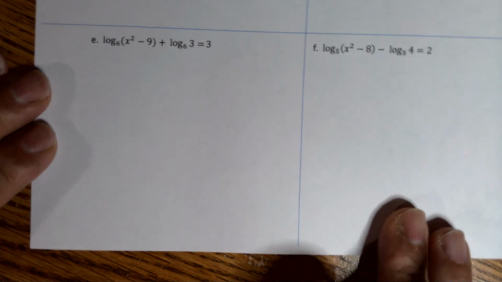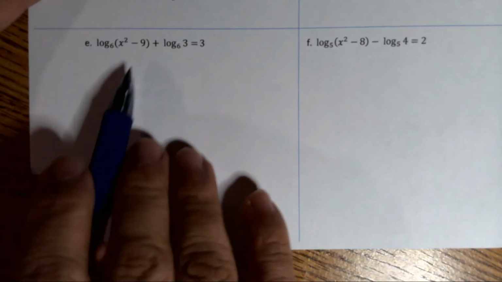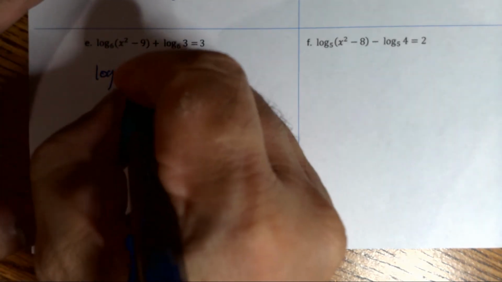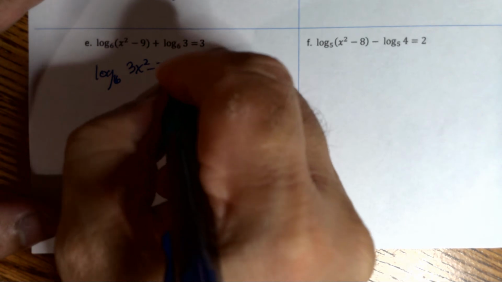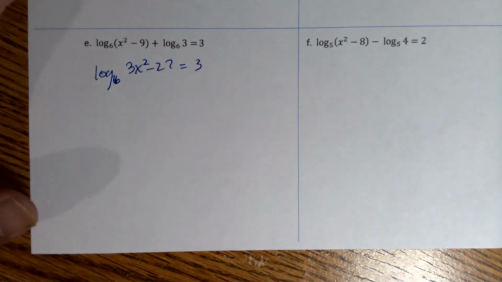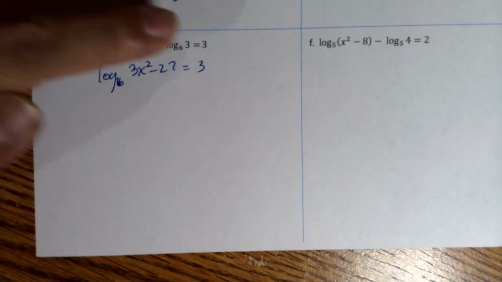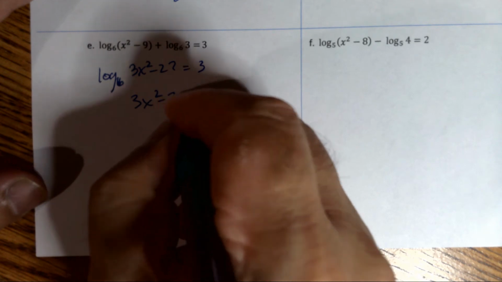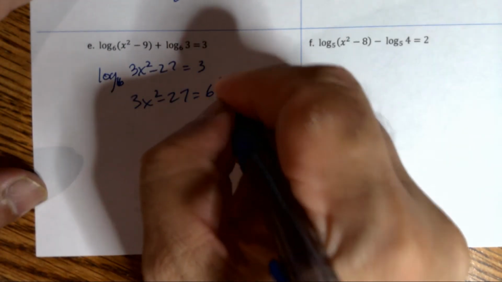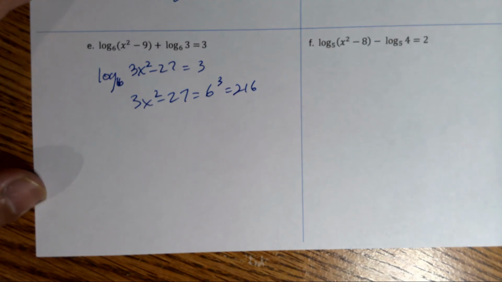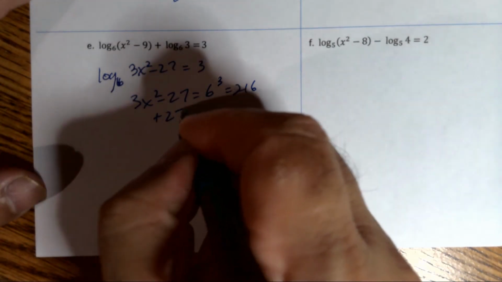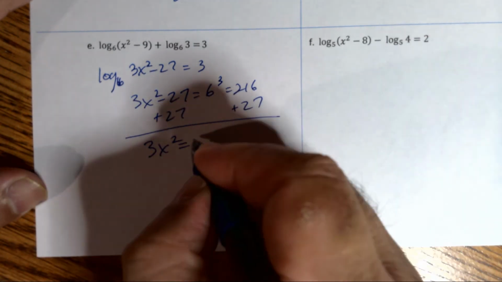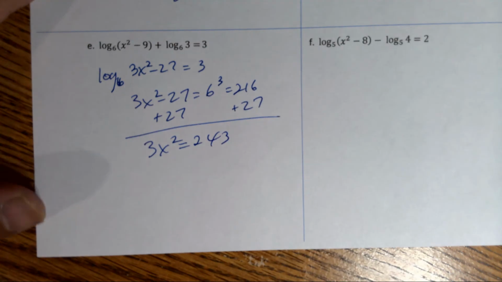All right, and E. Again, it's addition, so I'm going to multiply the arguments. So it's going to be log base 6 of 3x squared minus 27 equals 3. So I multiply 3 times x squared, which is 3x squared, and 3 times 9 is 27. Now use the definition of log. So it's 6 to the third, which is 216. I'm going to add 27 to both sides. So add 27, add 27. So the 3x squared equals 243. Now divide by 3.